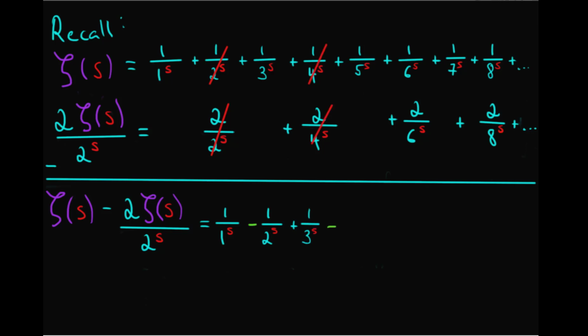And again, we have plus 1 over 4 to the s minus 2 over 4 to the s. So that gives us minus 1 over 4 to the s. And then the 1 over 5 to the s term is left alone. In other words, all the odd denominator terms are left alone, denominators that have an odd number raised to the power of s, while all the even denominators raised to a power of s, those all become negative because of this subtraction.